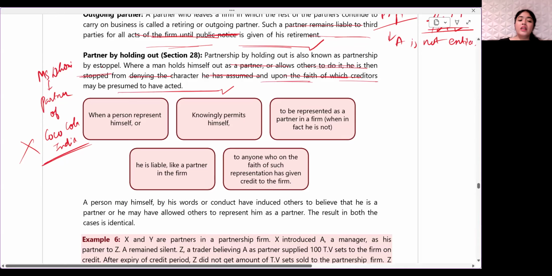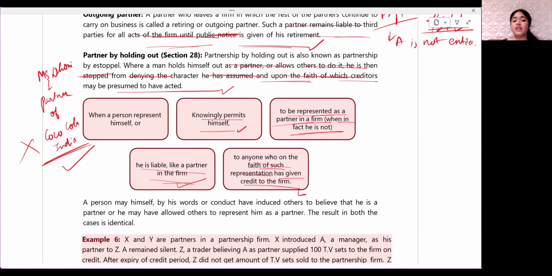When a person represents himself as a partner, or knowingly permits himself to be represented as one, say Coca-Cola India comes up with an ad saying Dhoni is our partner. Dhoni didn't say it, but Coca-Cola India did, and he permits himself to be represented as a partner in a firm where in fact he is not a partner. Still, he behaves like he is a partner in the firm. He is liable like a partner. He will have all the liabilities of a partner, he will have to pay all the dues of the firm, he will have unlimited liability, to anyone who on the faith of such representation has given credit to the firm.